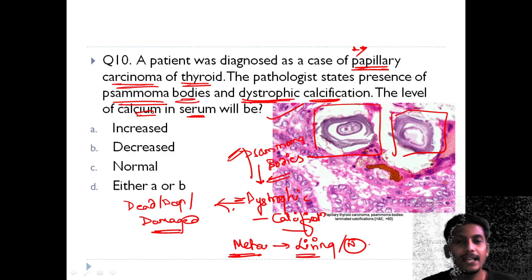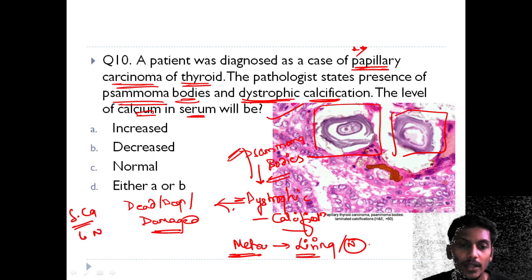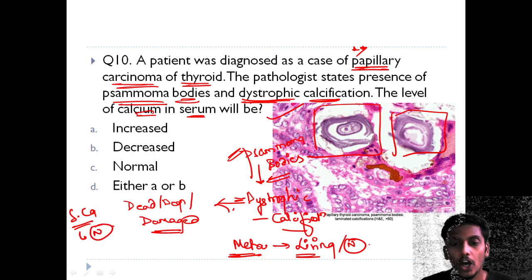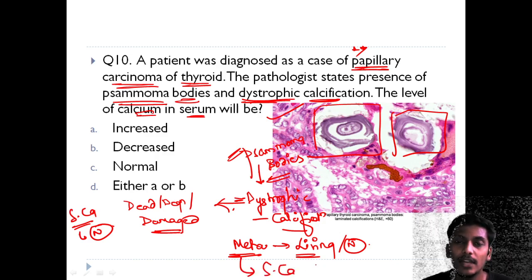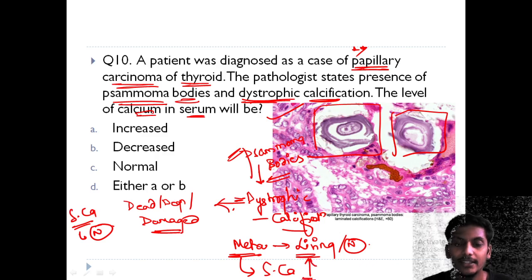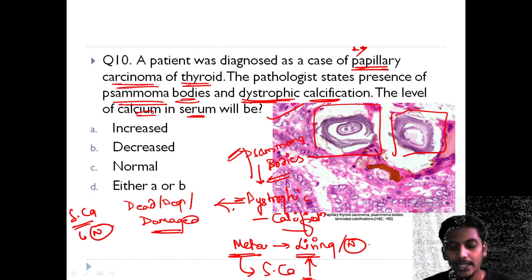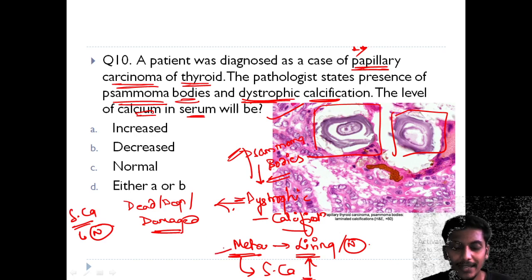In dystrophic calcification the serum calcium levels are usually normal, whereas in cases of metastatic calcification, the serum calcium levels are usually elevated. This is important, right? What is the most common cause of metastatic calcification?